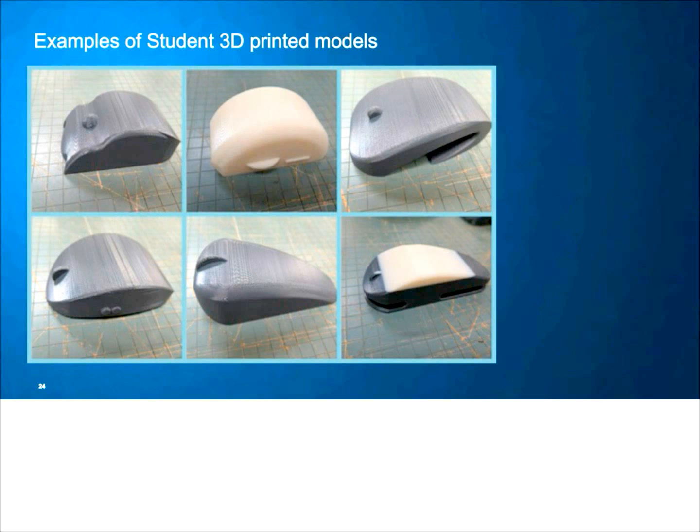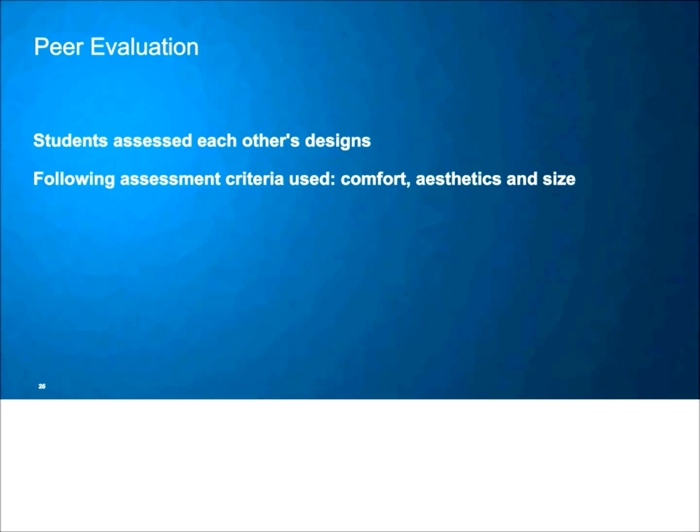And one of the things that I ended up doing to finish it off, and I thought it was appropriate, is we spent one class evaluating each other. So the students had a score sheet, and they had to evaluate everyone in the class except their own. There were three criteria. They had to assess comfort, aesthetics, and size. We had a scale from 5 to 10, and everyone went through and graded each other's.